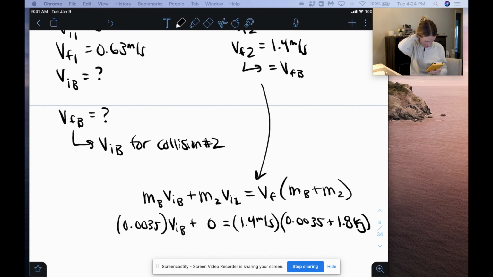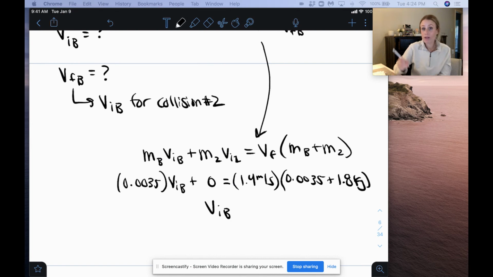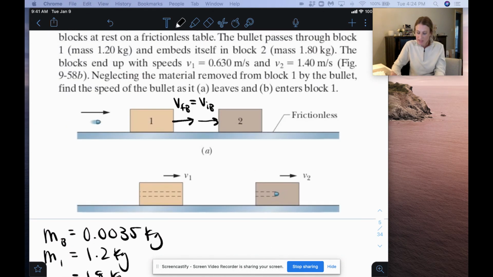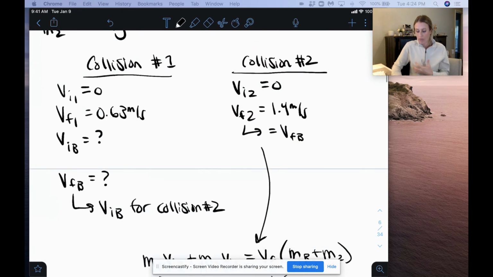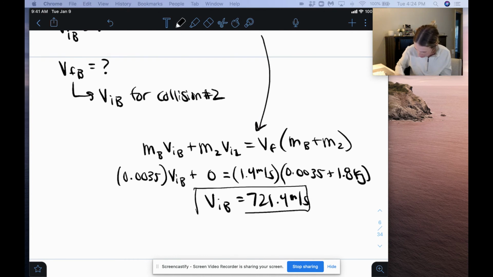And so on the right-hand side, I have 2.5249, and then I'm going to divide both sides by 0.0035 in order to get the initial velocity of the bullet. So initial velocity of the bullet for collision number 2 is equal to 721.4 meters per second. So this is the answer to letter A, because it says, neglecting the material, find the speed of the bullet as it leaves block number 1. So the speed of the bullet as it leaves block number 1 will be the same speed as it enters block number 2. So this is our answer to letter A.